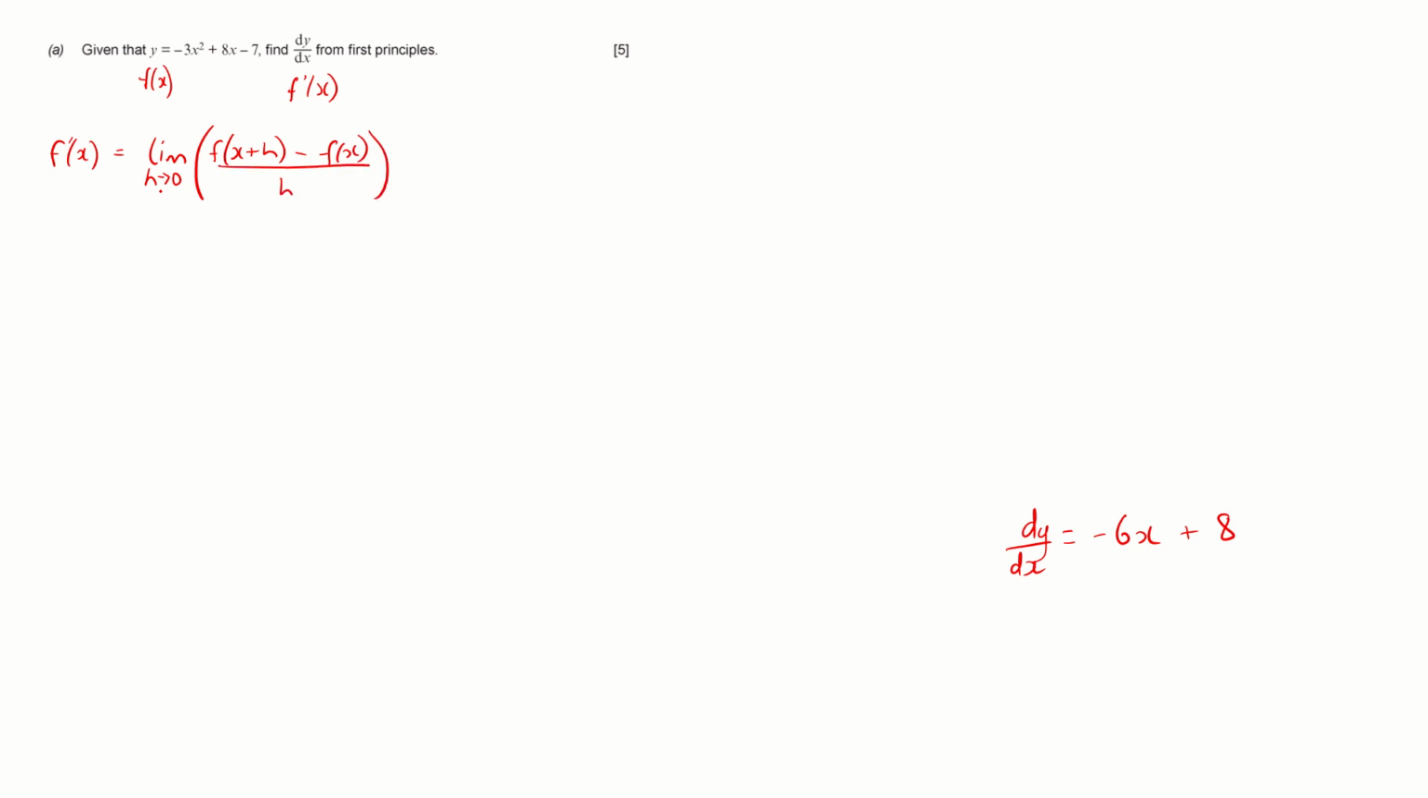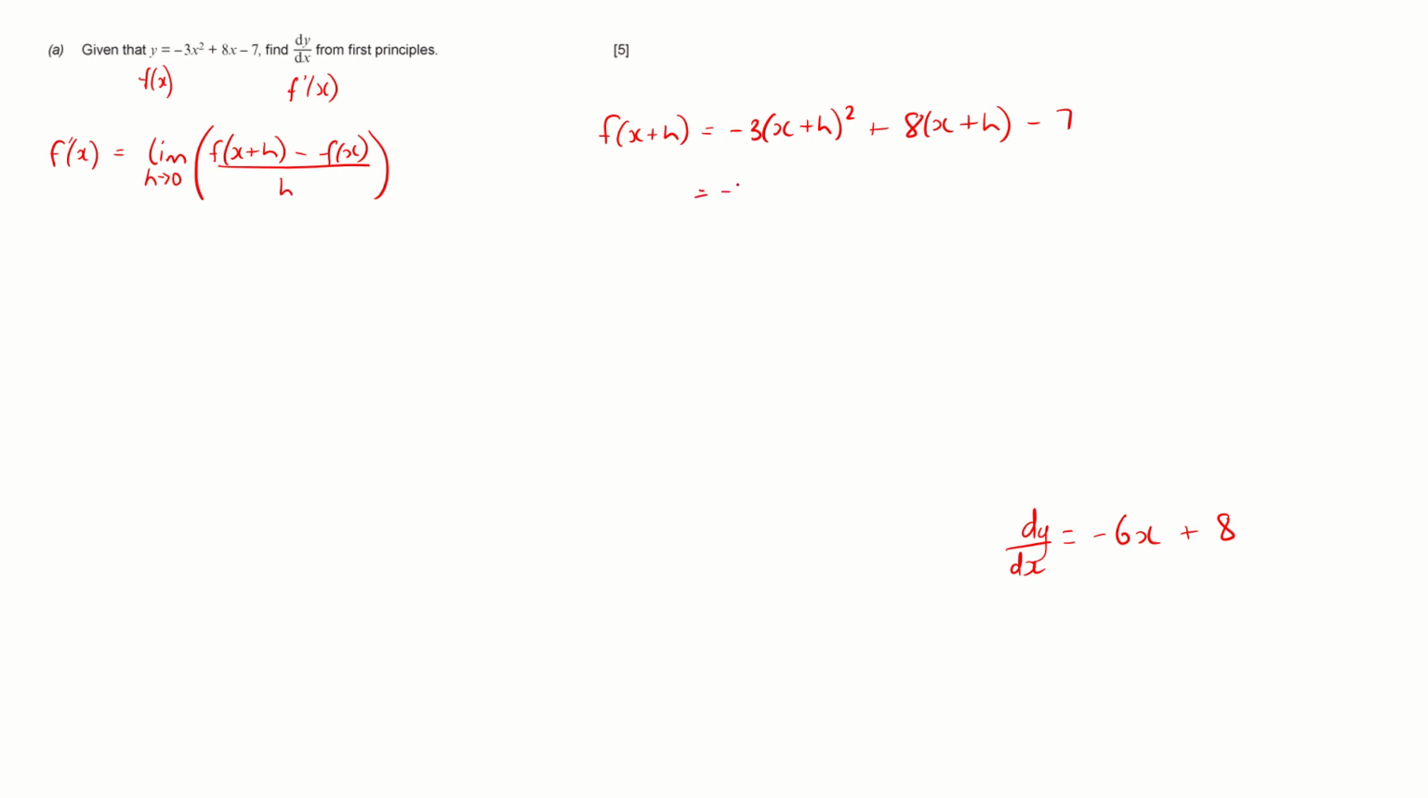Now this limit needs to be included until pretty much the very final step of the answer. There's f of x, which is the original equation, and then there's f of x plus h also used. Now I'm going to work that out separately at the side here, then just use it consistently through. So f of x plus h is the same thing as the original equation, except every time you see x, it becomes x plus h. So it's minus 3 brackets x plus h squared plus 8 times x plus h minus 7.